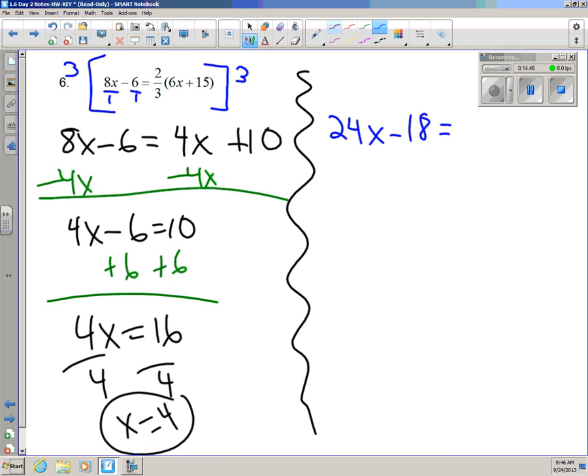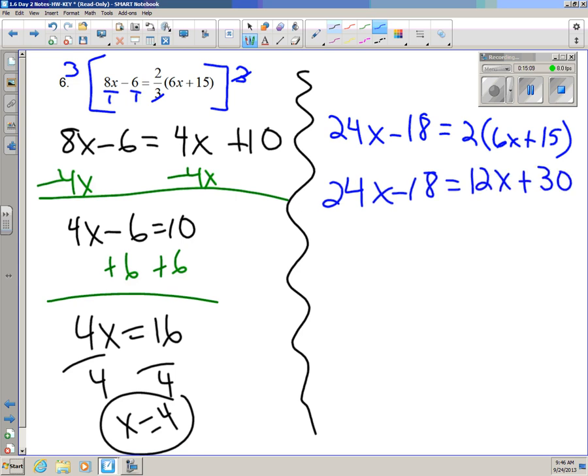And now here's where you got to be careful. 3 divided by 3 is 1 times 2 is just 2. But don't forget there's a parenthesis. You're not multiplying the 3 into the parenthesis. You're using the 3 to get rid of the 2/3. What happens here? 24x minus 18, distribute 12x plus 30.